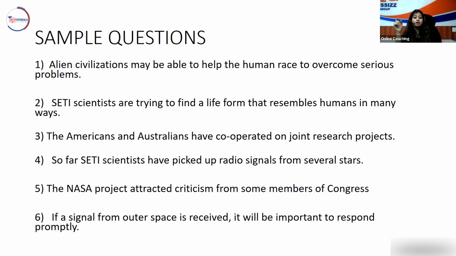The third one, we did not find, we had ambiguity. There would be a possibility that yes, it may be a possibility. That's when the answer is not given. Fourth one was an interpretation. Fifth one, the NASA project attracted criticism from some members of the Congress. Again, the exact thing was never mentioned. The exact information was never mentioned, and that is why the answer is not given.